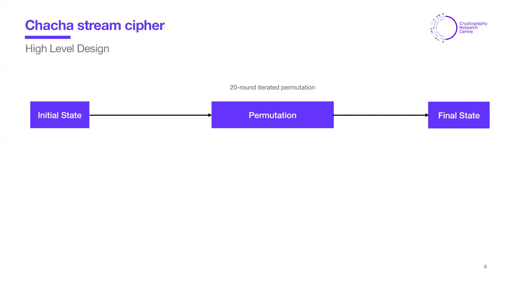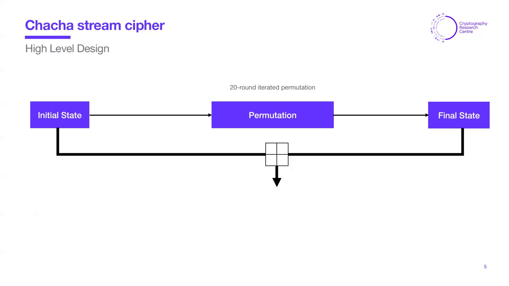ChaCha is a stream cipher that operates on an initial state. In this initial state, we need to add the key. After, we need to apply a 20-round iterated permutation to obtain the final state. And after, what we need to do is the modular addition of this initial state with the final state to find the key stream. Here we have 2 rounds out of 20 of ChaCha.